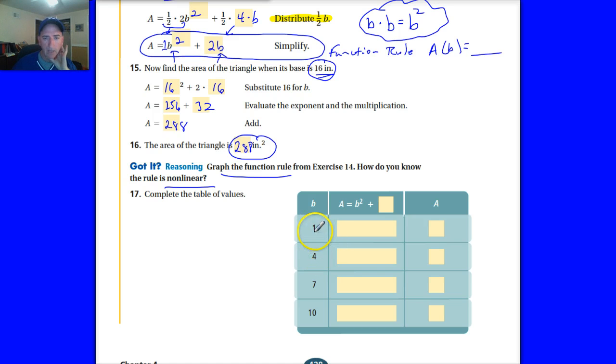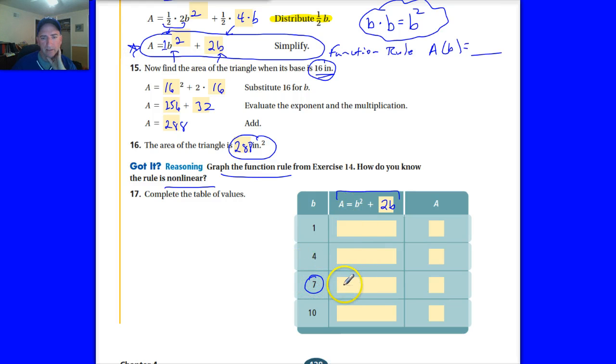So to save you time, I'm just going to do a couple of them here. I'll do this one right here. Here's the function rule we just determined. It was, let's see, a equals b squared plus 2b. It's from the same problem from up here. So I'll do 7 for you.